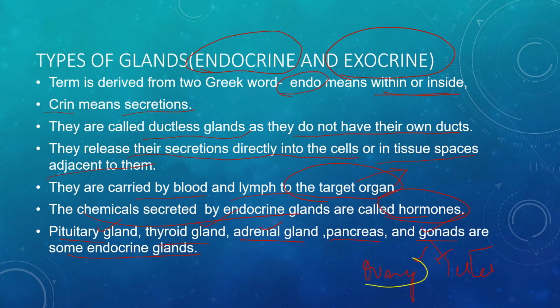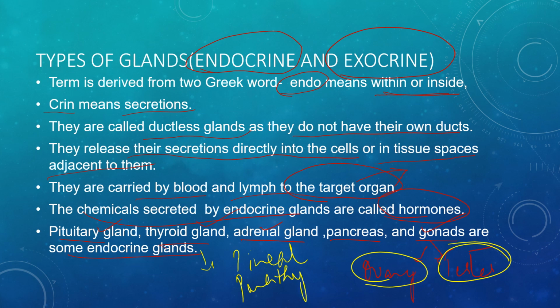They also play an important role. The ovary and testes are called the gonads. So pituitary, thyroid, adrenal, pancreas, and the ovary and the testes are the prime endocrine glands. Apart from that, there is the pineal gland and the parathyroid gland. These also play some role in our body, and it is not that minor, but it is less important than these primary endocrine glands. So let us move on to the next one.